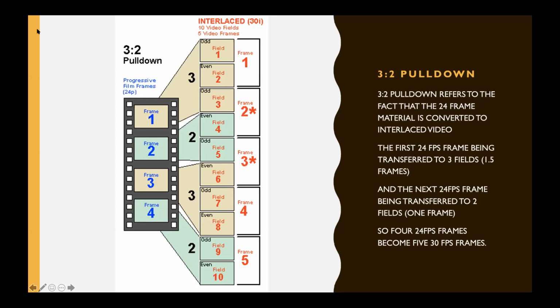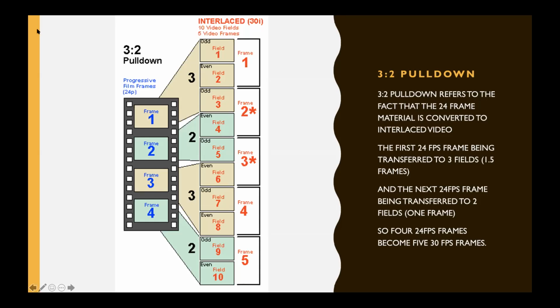Now in reality, just to stop for a second, the fields are always numbered 1, 2, 1, 2, 1, 2. This is only numbered 1 to 10 just to illustrate how many fields in total are involved, but each frame only has two fields. So frame 1 would be field 1, 2 on 30 frame, frame 2 would be field 1, 2, frame 3, 1, 2, etc.